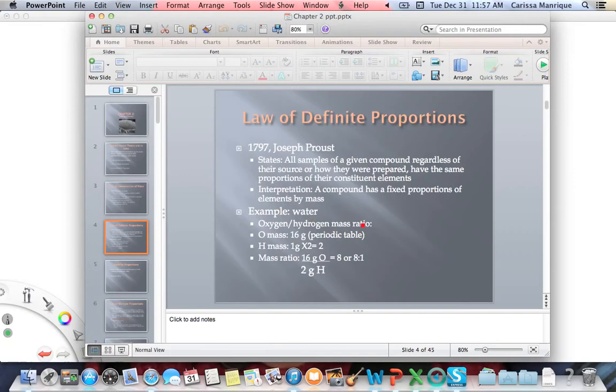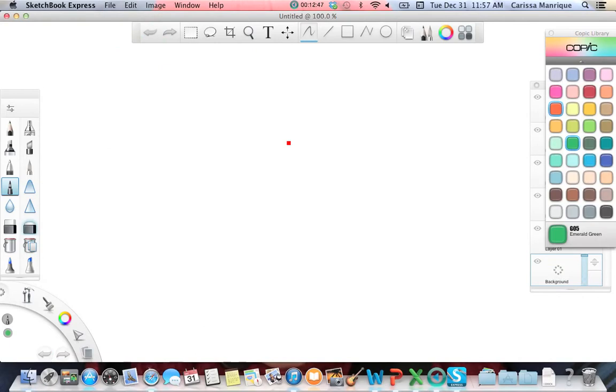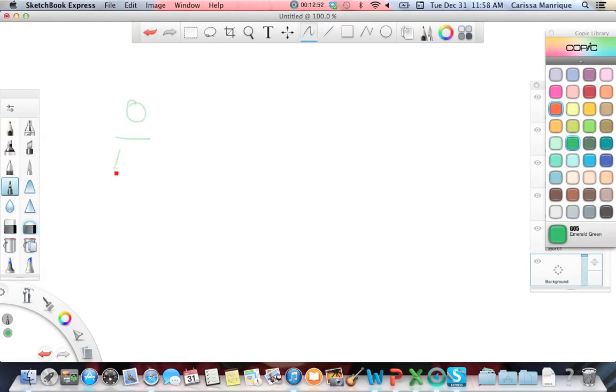So for example, water. If it is water, every time I divide the weights by each other, the oxygen by the hydrogen, I will always get 8. There's always 8 times more oxygen by mass in water than there is hydrogen. So I know that the ratio of water, oxygen to hydrogen, equals 8 to 1.